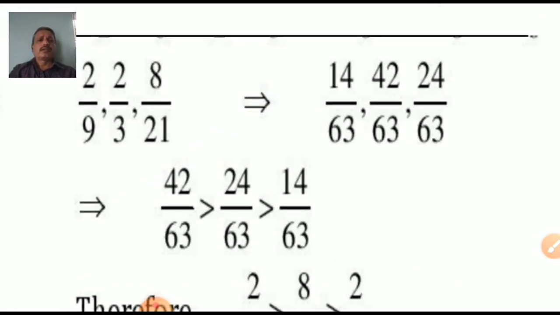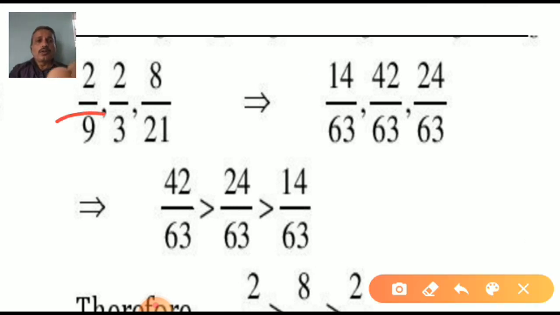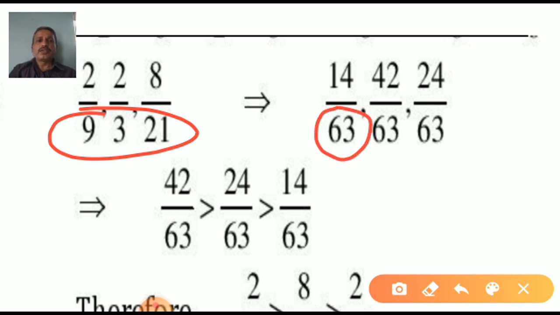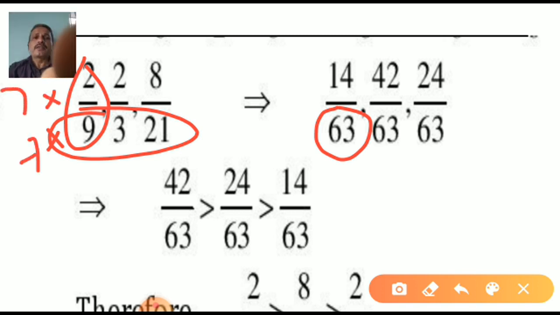First, arrange by making them like fractions. First of all, we have to find the LCM of the denominators. The LCM of the denominators here is 63. How to make 63? This number, 2 upon 9. I want to make the denominator 63. So what number do I have to multiply? Yes, 7 9s are 63, so 7 on the numerator side and 7 on the denominator side. Both sides we can multiply. So 7 2s are 14 and the denominator is 63.